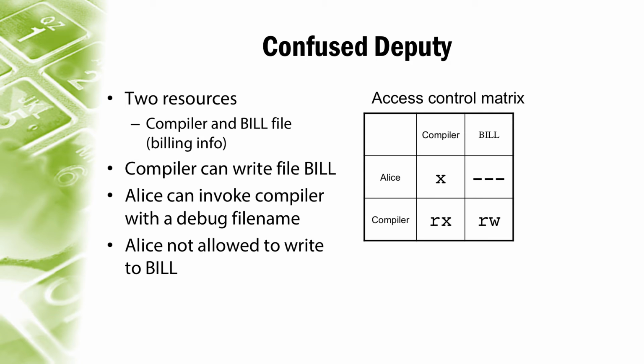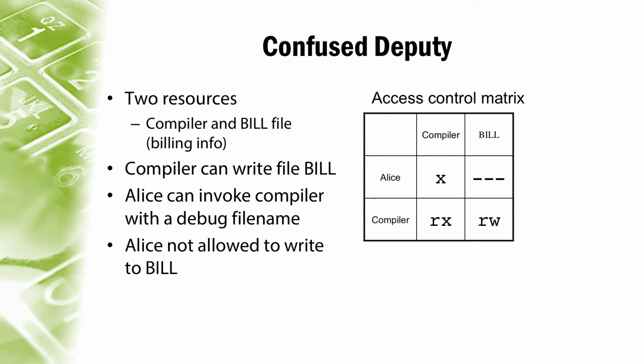In the access control matrix on the right, you can see the resulting access matrix with all of the privileges that we have discussed. You will see that Alice cannot access bill. However, she can execute the compiler, whereas the compiler can read and write to the file bill.